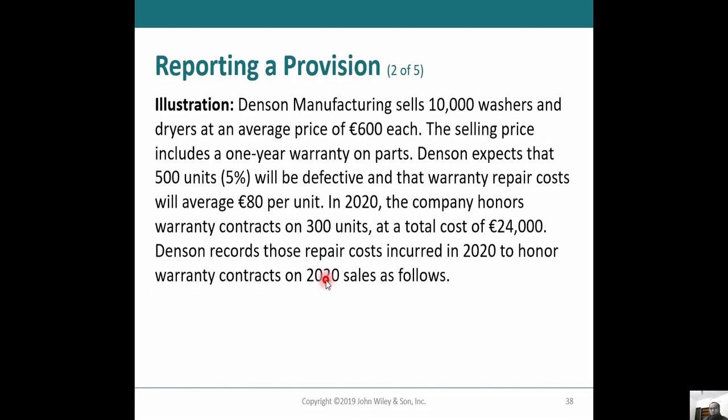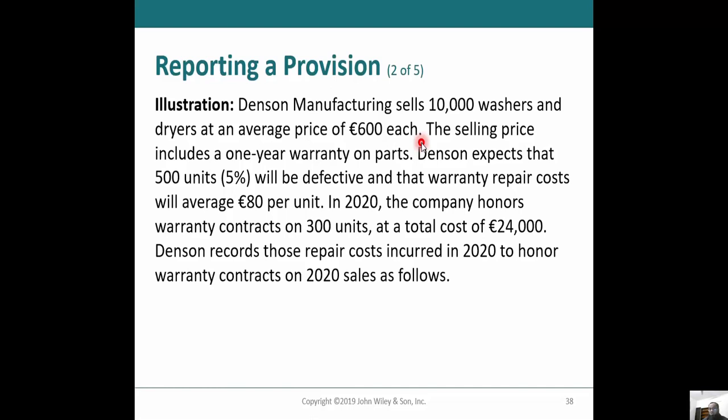So this is an example, right? 10,000 washers have been sold for 600 each. So there is a sale which we would have recorded. We are not recording the sale in this presentation. We already know how to record the sale. The selling price includes a 1-year warranty on parts, and the company expects that 500 units, that's 5%, will be defective, right? So 5% of 10,000 units will be defective, and the warranty repair cost will average $80 per unit. So 500 times $80 comes out to be 40,000. So this is the amount of liability which we will record towards the end of the year, right?